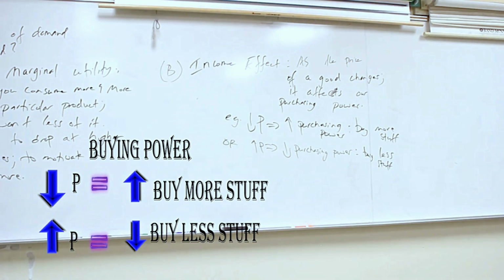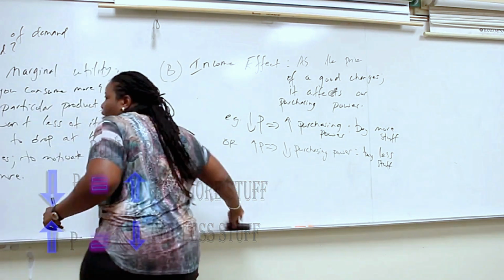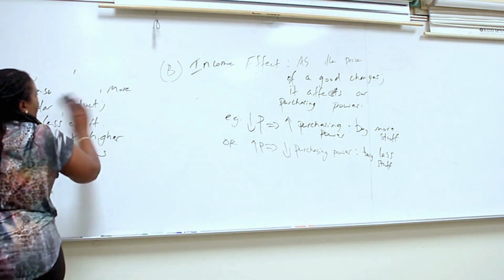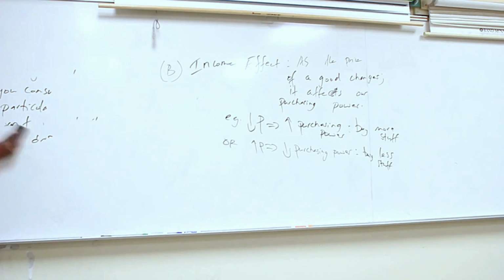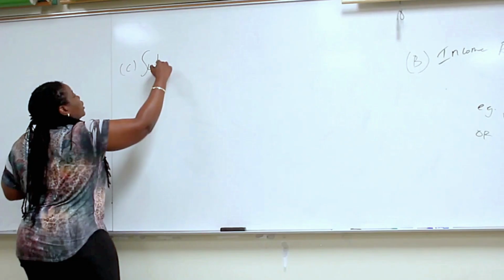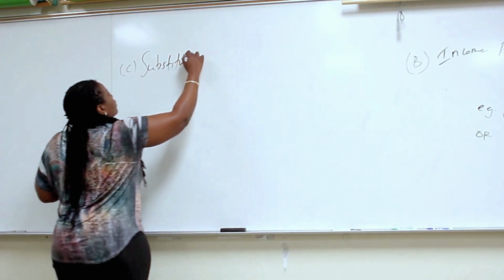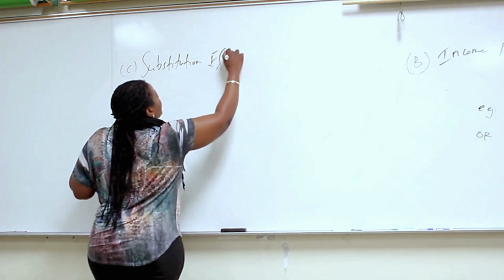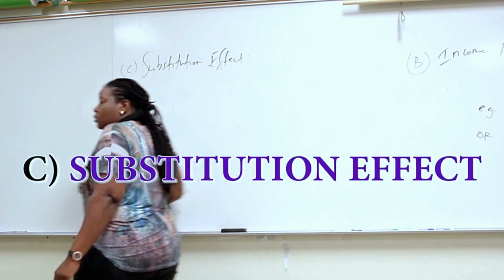You have diminishing marginal utility, you have the income effect, and here's the last one. The last thing that explains the law of demand, the downward sloping demand curve, is the substitution effect.